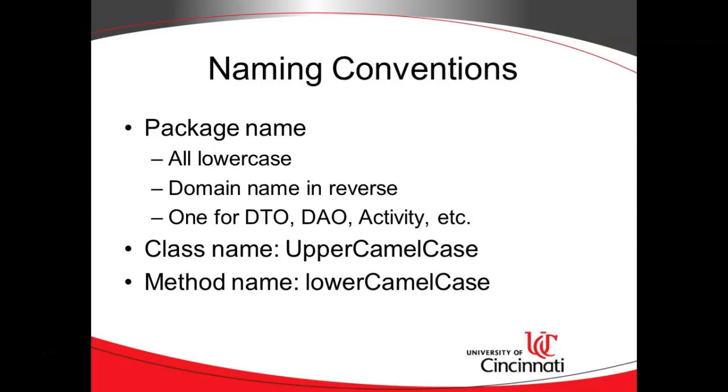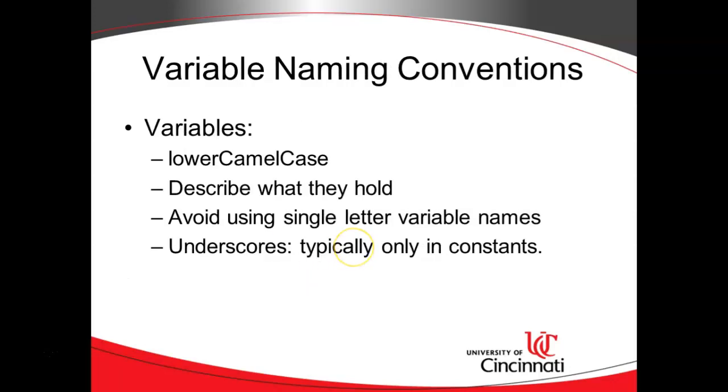Methods should always be lowerCamelCase. Notice the L in lower is lowercase. This is also just called CamelCase, but some people assume CamelCase means upperCamelCase. Some people assume it means lowerCamelCase, so I'm very specific here on which is which. For variables, we also want those to be lowerCamelCase.